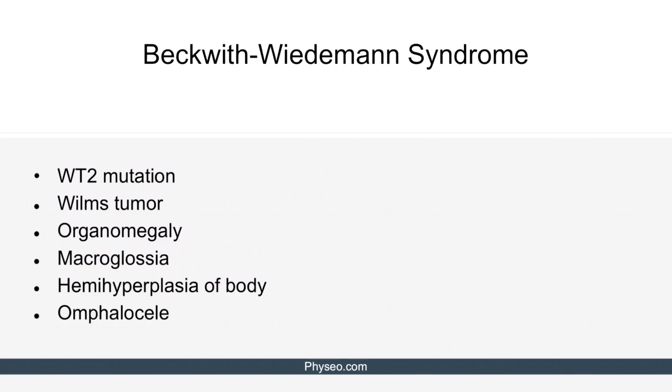The last syndrome that we're going to discuss in relation to Wilms tumor is Beckwith-Wiedemann syndrome, and this is caused by a WT2 mutation on chromosome 11. Beckwith-Wiedemann syndrome is characterized by Wilms tumor, organomegaly, macroglossia, hemihyperplasia of the body, and omphalocele.